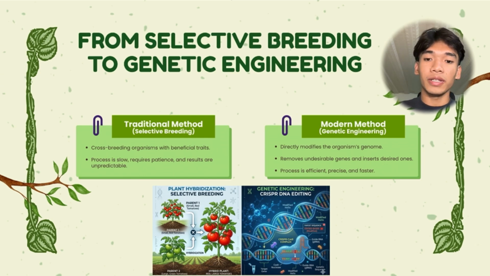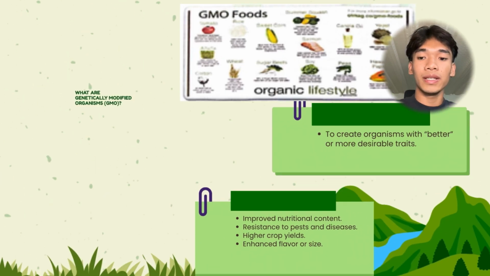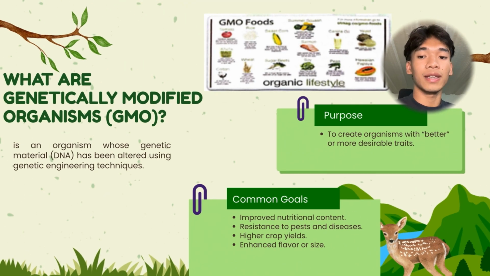Modern genetic engineering changes this. Instead of waiting for nature, scientists can now directly edit an organism's genes. This allows us to remove unwanted traits and insert desired ones efficiently, creating GMOs. The purpose is to develop crops that are more resilient, more nutritious, and have higher yields.